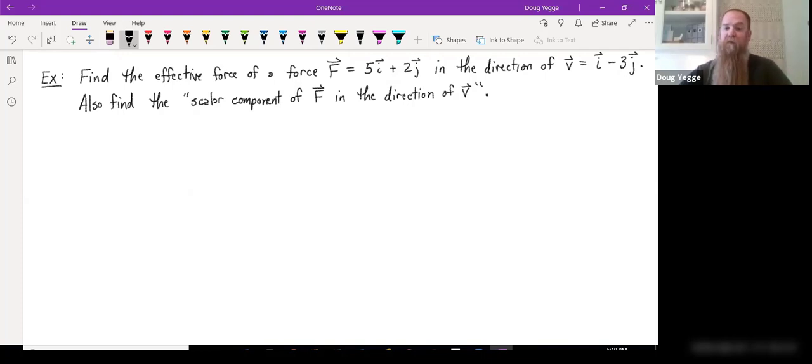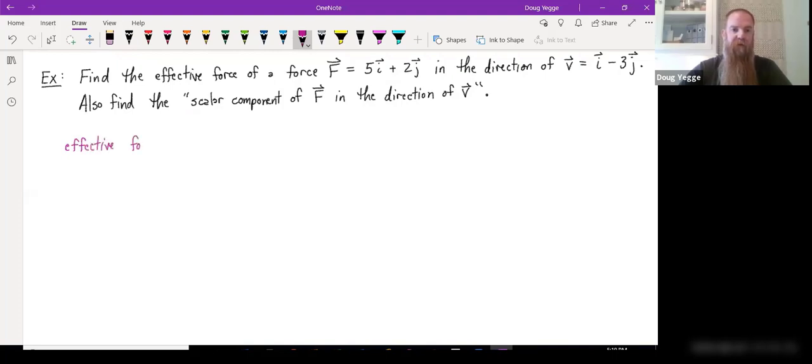Because what we're doing at that point is saying the scalar component is how much of the force is being put in the direction of motion, okay, or is being applied in the direction of motion. So that means that we just need to find for the first part the effective force.